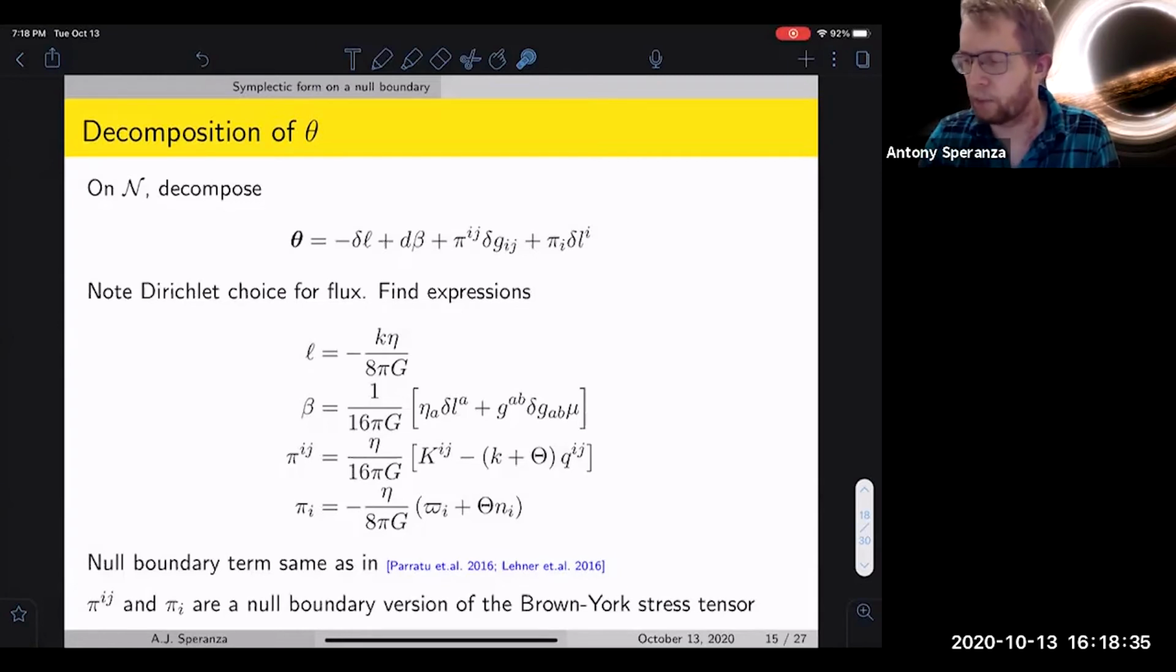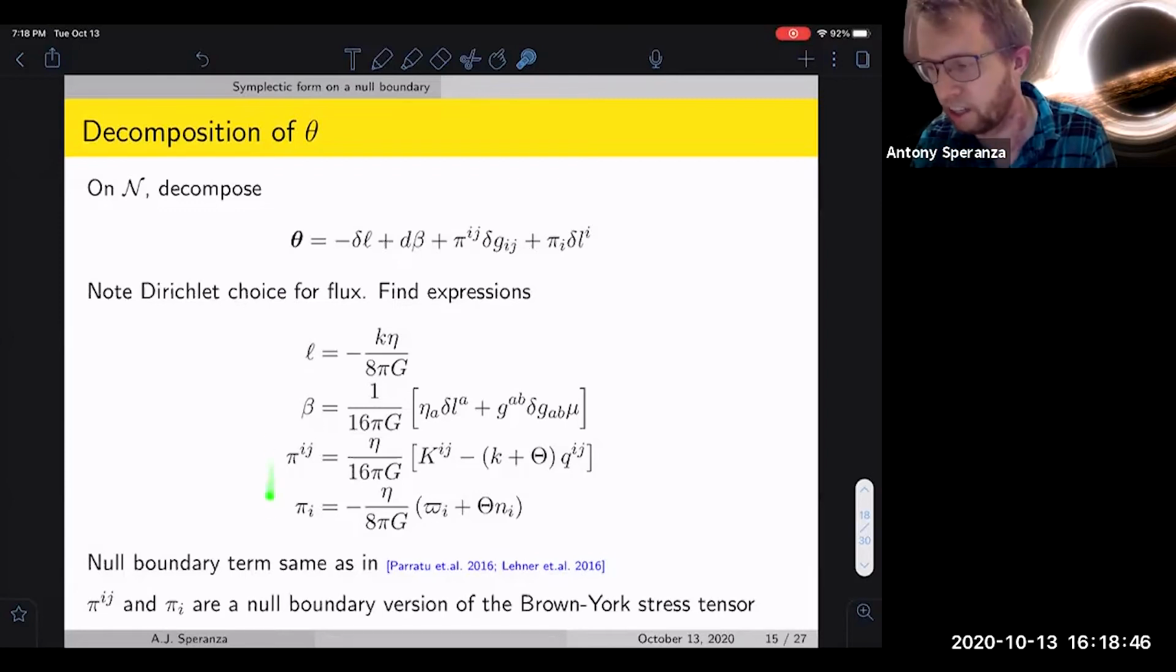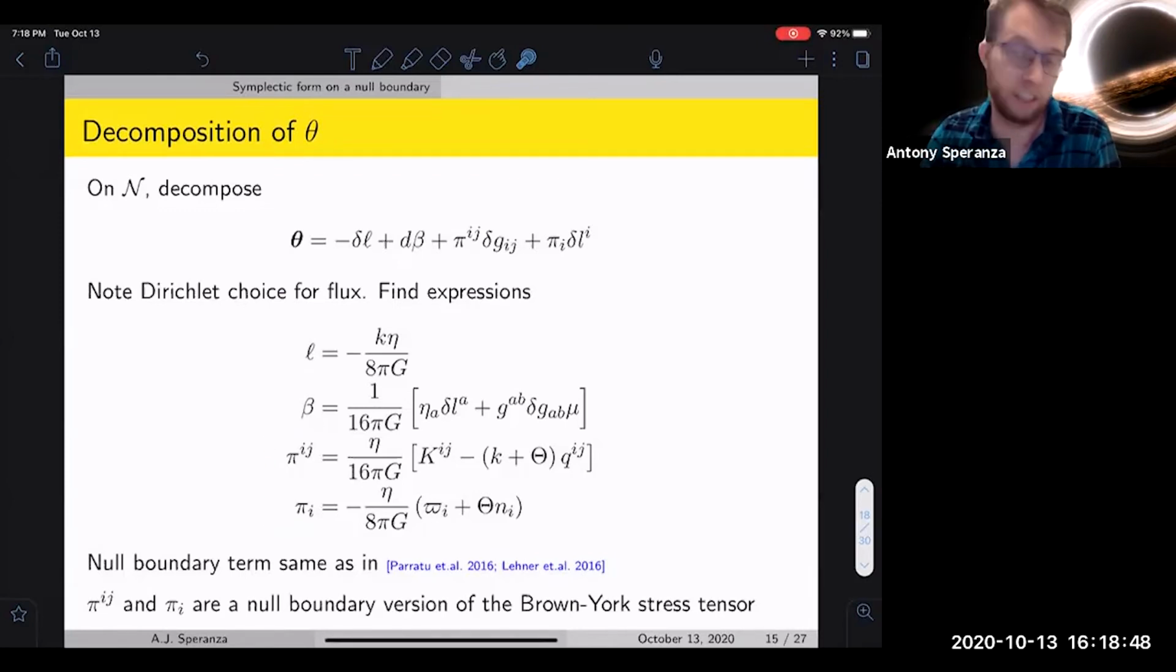So these don't play a huge role in what we're doing for the rest of this, but I think they are an interesting thing to think about if you're interested in something like horizon holography or flat space holography. Since the Brown-York stress tensor really is the stress tensor in holographic setups, these would be interesting to look at.